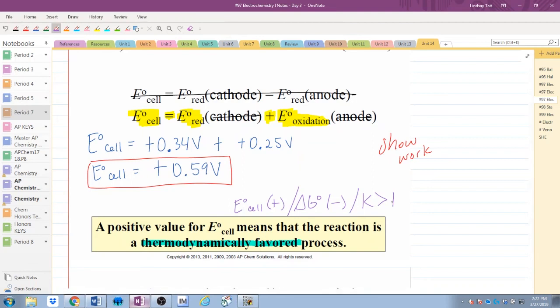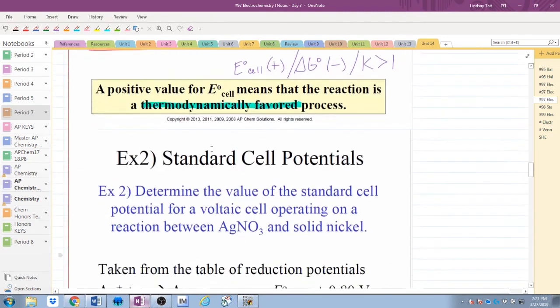Remember, a battery is actually going to be dead at equilibrium because your delta G is 0, and your voltage will be 0 as well. At equilibrium, E and G are 0, right? But we're saying for K, once it gets there, it would be greater than 1. But prior to that, when it's positive and negative, it's favorable. All right, let's look at another example.